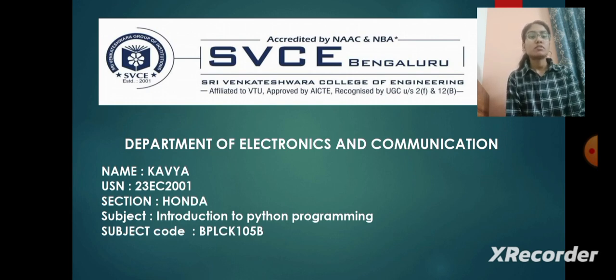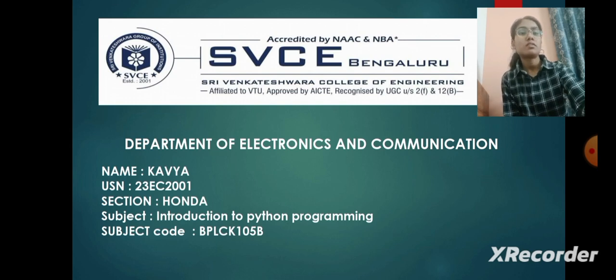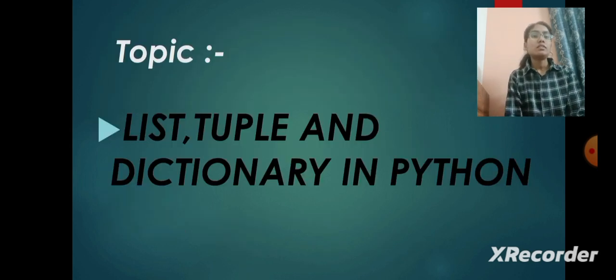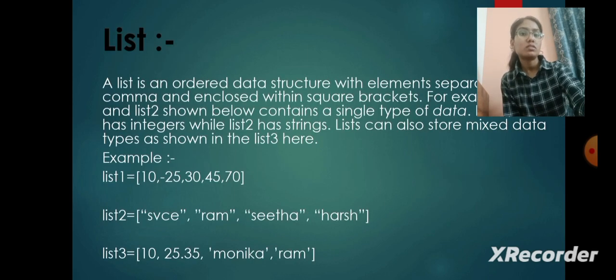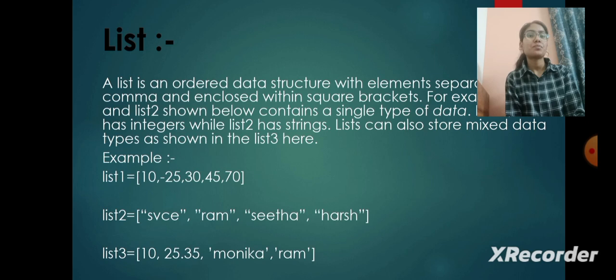It is my first video on the subject of Python programming, and my topic is list, tuple and dictionary. Let us move towards the topic of list. A list is an ordered data structure with elements separated by commas and enclosed within square brackets. For example, list 1 and list 2 shown below.